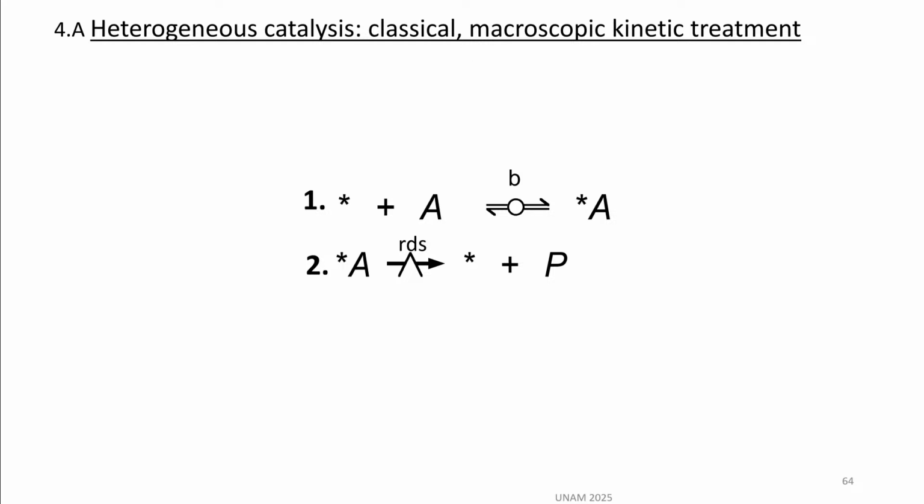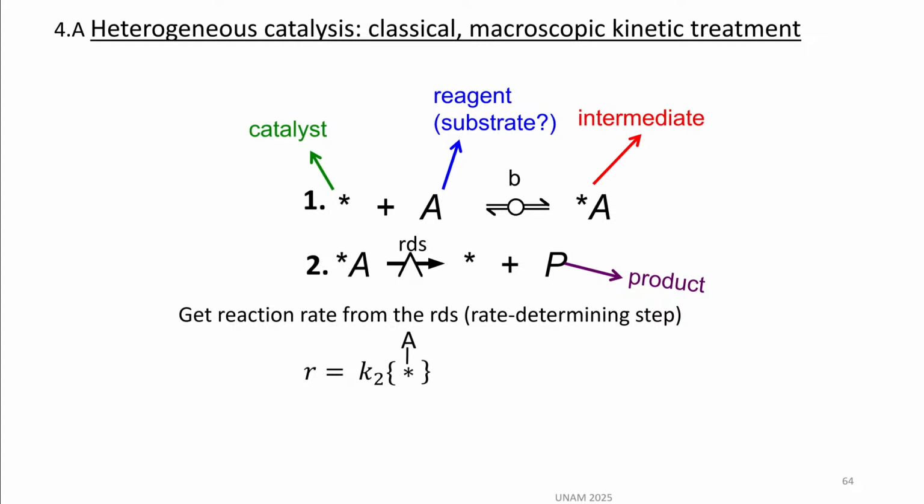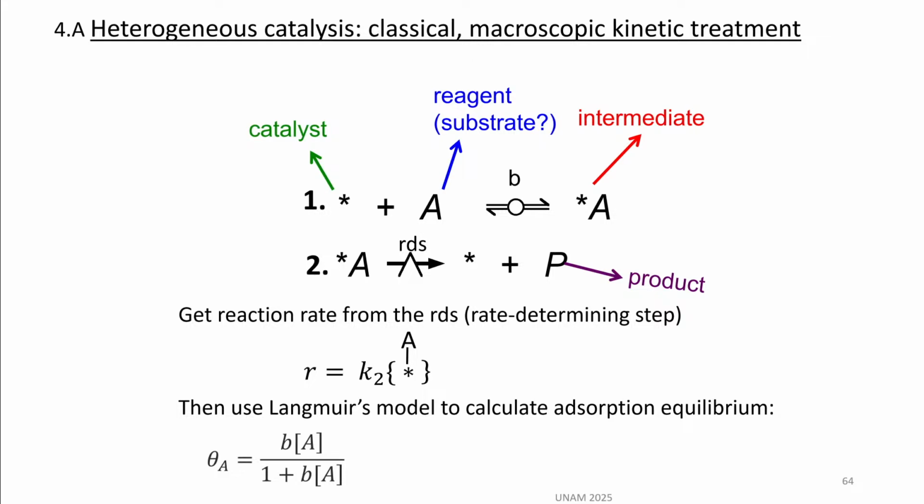But then we know how to treat this equilibrium, for example, with the Langmuir model. It's just adsorption. So it's very easy to write a kinetic rate equation. According to this step, the kinetics will just be proportional to the concentration of adsorbed A species. And there will be a kinetic constant here. But we can get this from our Langmuir model of adsorption, right?